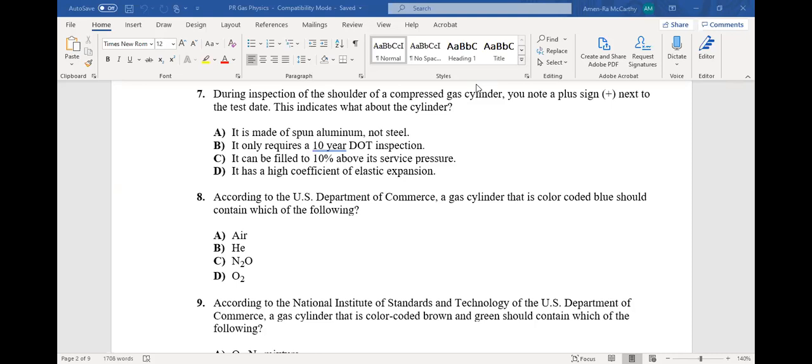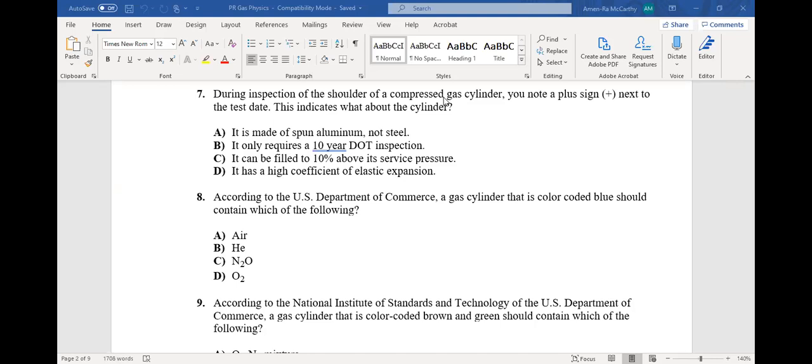Oh, okay. All right. So, Miss Woods, what color is a blue cylinder? I mean, not what color, but what gas? What gas is in a blue cylinder? Number 8. Number 2. I mean, B. No, not C. N2O. Okay, it's N2O. N2O is nitrous oxide. That's a blue cylinder.